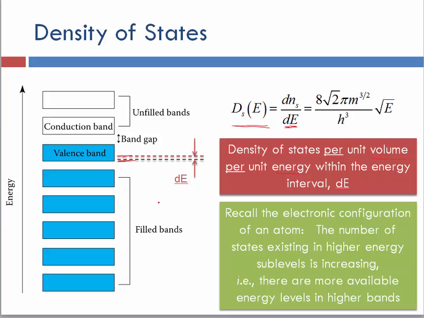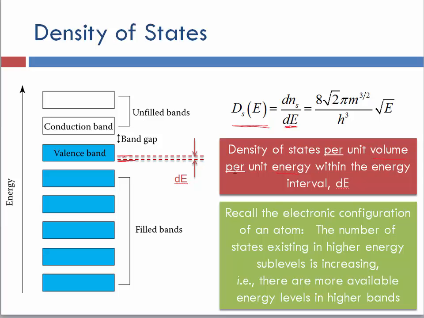So if we think back on the electronic configuration of an atom, we might remember that the number of states that exist at higher sublevels is getting higher. So there's more available energy levels in higher bands. So that should make sense if we think of how energy levels are filled in an atom.